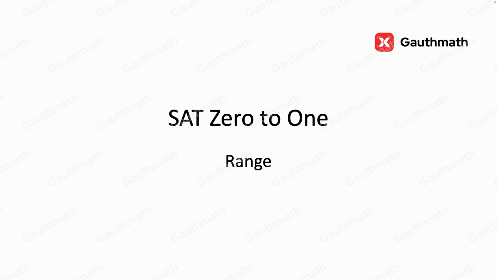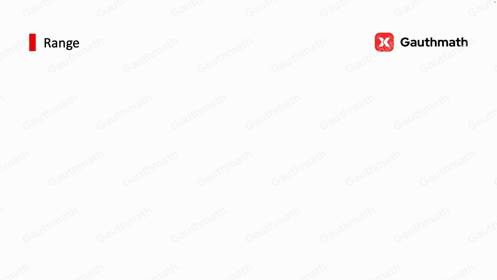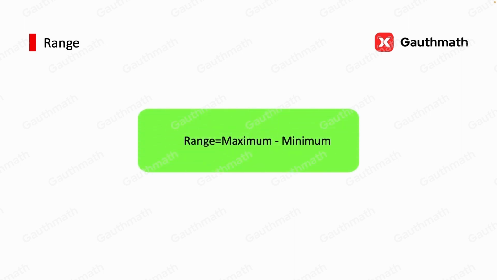Today we'll be learning about the range. In statistics or data science, the word range means the distance between the largest number and the smallest number. Mathematically, range equals maximum minus minimum.